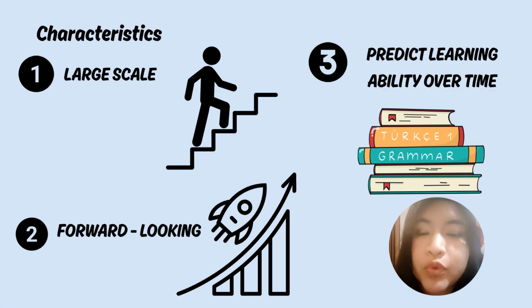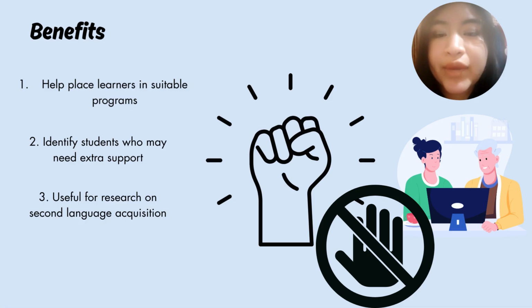They are forward-looking because they measure future potential and then try to predict how well someone can learn over a long period of time. Here we have some benefits. One advantage is that aptitude tests help to place learners in the right program. They also identify students who need more support, and they are very useful in research about language learning.